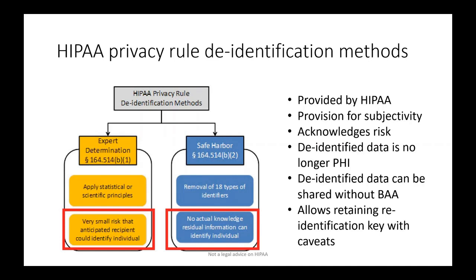It acknowledges risks. There is a subjectivity involved here. So there are some standard ways of doing it, but at the same time, there is subjectivity. But HIPAA also says that once you have followed one of these two methods, in that case, the data is no longer PHI, right? Which is great from a research perspective, that there is a prescribed way of doing it, and once you receive the data, it's no longer PHI. It can be shared broadly.